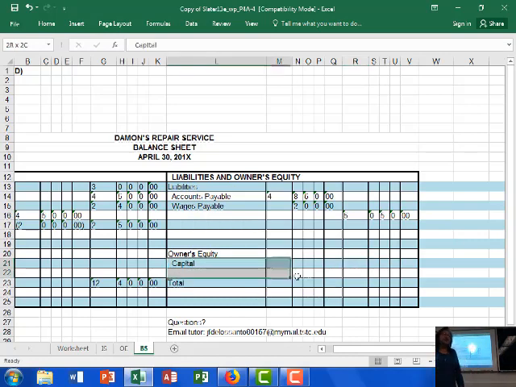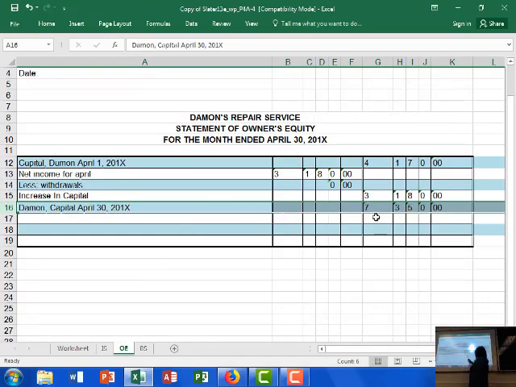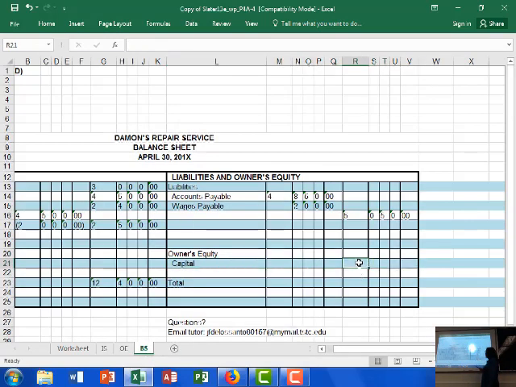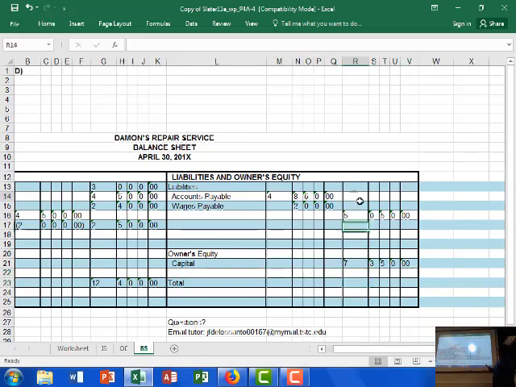Owner's equity capital. Which owner's equity capital do we take? Remember, we take the one from the statement of owner's equity. We take that information. This is our new owner's equity. So we put that in. And voila. We add. We do magic again. And come up with $12,400.